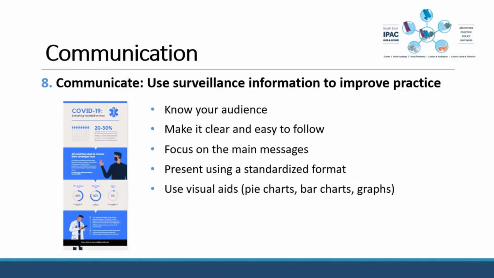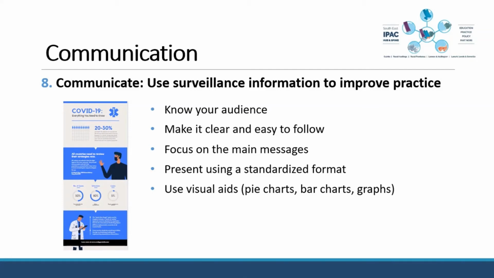In general with communication, it's really important to know your audience. So who are you trying to talk to and what do they need to know? All the information provided in the reports should be clear and easy to follow as well, and you should really only provide the information required. So you want to focus on that main message. The information should be presented in a standardized format since a lot of managers or healthcare providers don't have a lot of time for an in-depth review of that data.